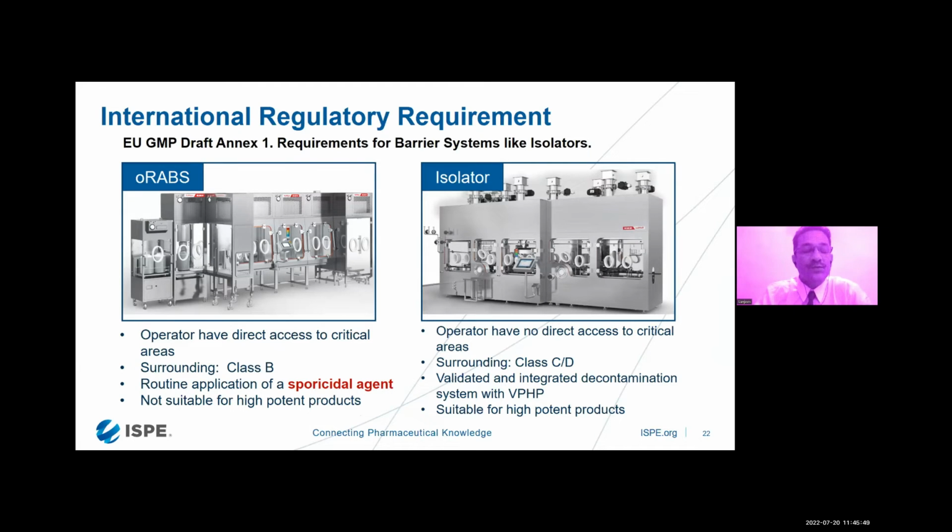Operators have direct access to critical areas when we're talking about ORABS. The surrounding is grade B. The routine application is sporicidal agents, and it is not suitable for very highly potent products. Whereas in the case of an isolator, the operators do not have any direct access. The surrounding is grade C or grade D, or ISO 7 or ISO 8. It is completely validated and integrated with the decontamination system, vaporized hydrogen peroxide, and it is very suitable for high potent product manufacturing.